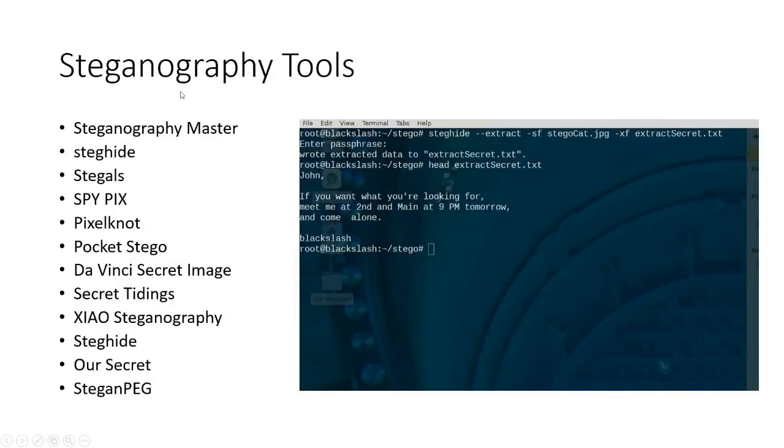There are any number of steganography tools. Here's just a short list. Steg Hide, Steggles, Steganography Master, SpyPix, PixelNut, Pocket Stego, DaVinci, Secret Tidings. I mean, there's a bunch. Here's just one example, Steg Hide, that is Linux-based. So there are so many here, and there are many beautiful GUI version ones as well, Windows version ones.